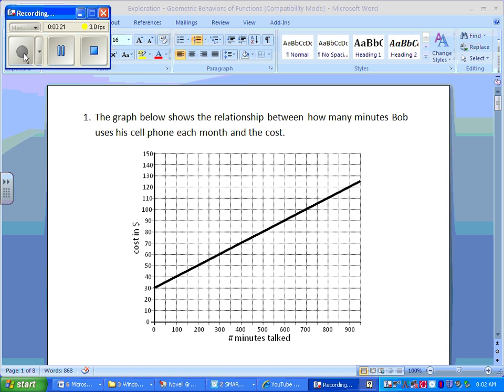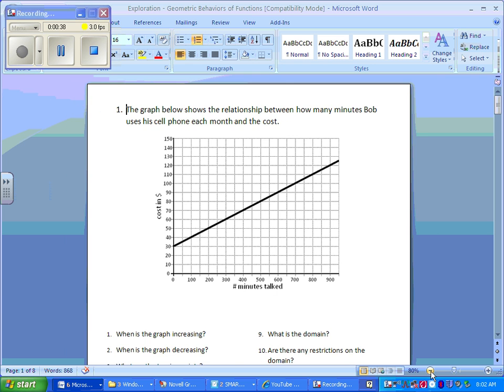All right, so right here, it's about Bob. Bob's got a cell phone. And you guys have all those questions in front of you. Bob's cell phone is about how much it costs each month and how many minutes he uses it. You guys got that so far? I'm going to make this a little smaller so we can see some of these questions.